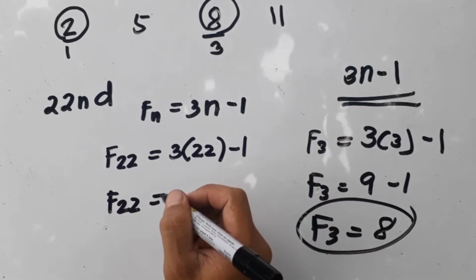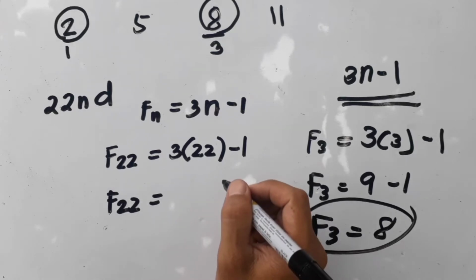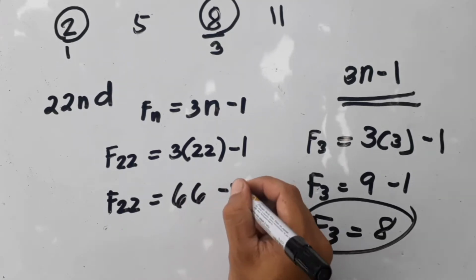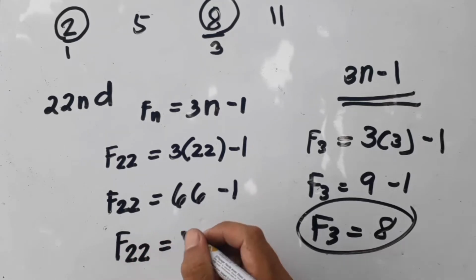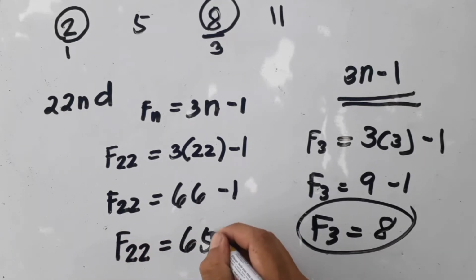So 3 times 22 is equal to 66 minus 1. So our 22nd term is equal to 65.